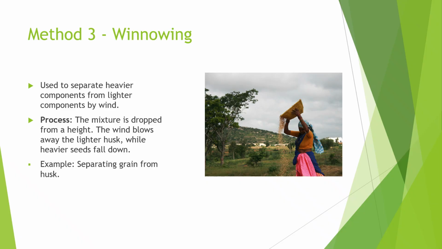Once the grain is free, it is still mixed with the husk, the dry outer covering. How do we remove that? We use winnowing. This method uses wind. The farmer stands on a high platform and drops the mixture. The heavy grains fall straight down, but the lighter husk is blown away by the wind. This separates them perfectly.